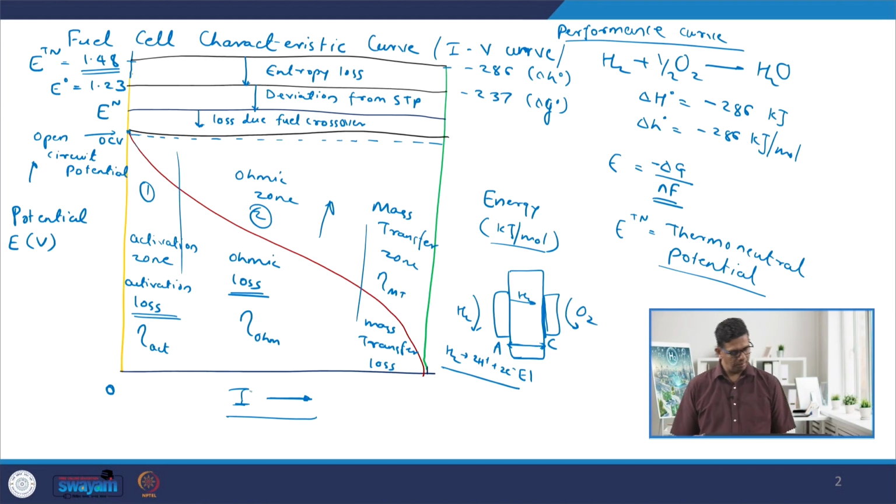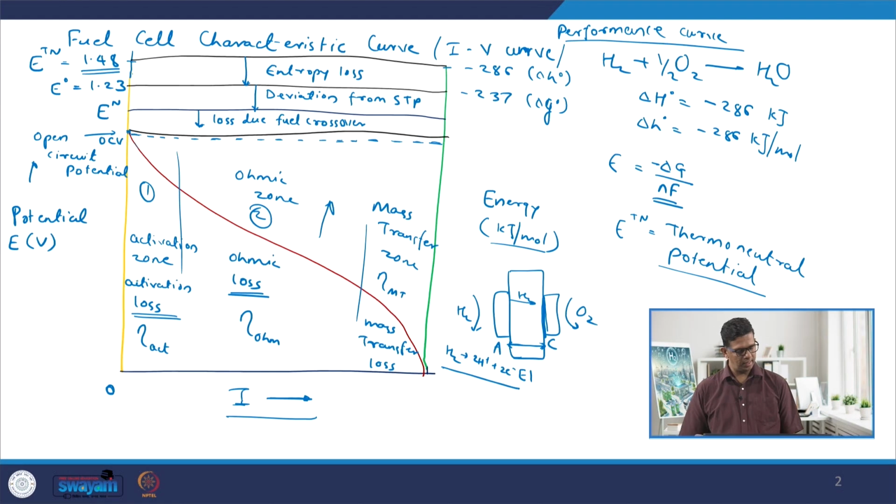When we proceed with the current that we want to draw from the circuit, the losses come into the picture. Theoretically, as I was discussing last time, we expect the potential to remain constant, no matter how much current is drawn, even if an infinite amount of current is drawn from the cell. However, in real practice it does not happen. The performance curve typically takes shape like this, as we can see. Why does it take this shape? Because there are three major losses that take place in this electrochemical system.